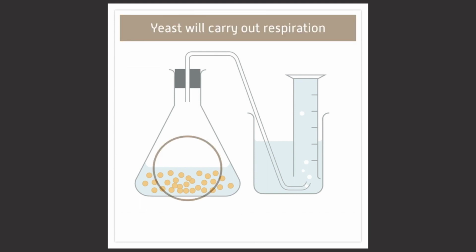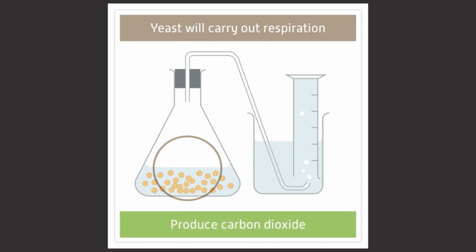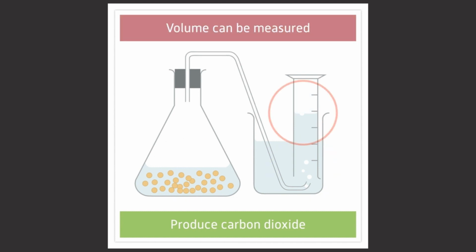The yeast will carry out respiration and produce carbon dioxide. This will bubble up through the sugar solution and into the delivery tube before entering the measuring cylinder. The volume of carbon dioxide can then be measured.